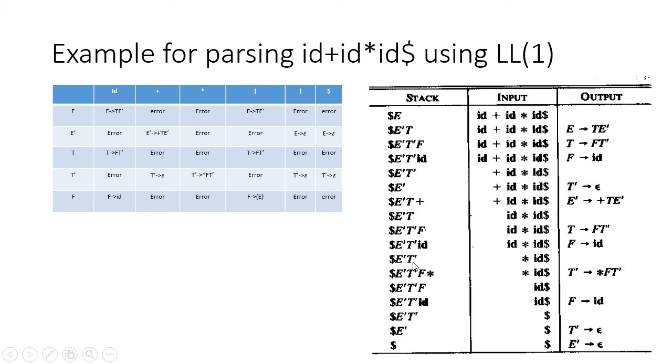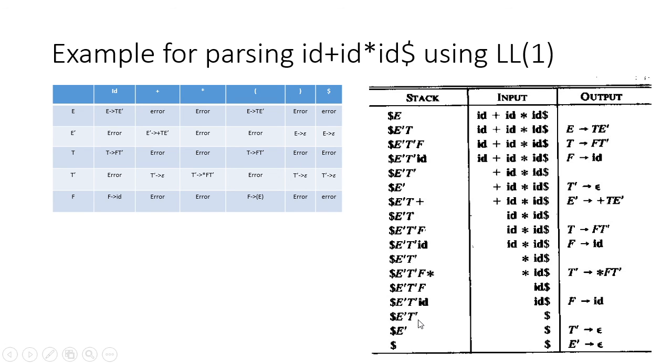Then we have T dash with asterisk. T dash with asterisk gives you T dash derives FT dash. So that is asterisk FT dash. So asterisk and asterisk is exposed, so it is matching. So take it out, you have F with ID. F with ID gives you ID itself. ID with ID, there's a match, so it's taken out.